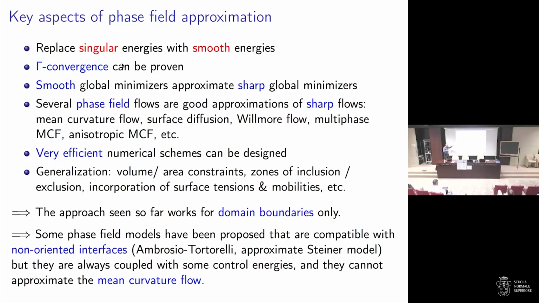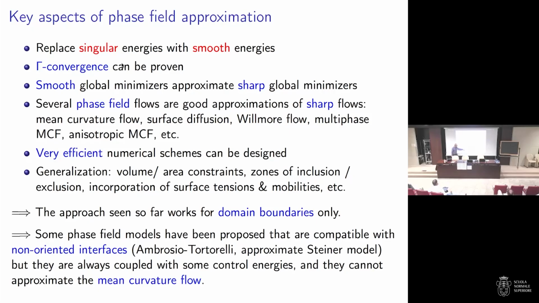But so far, what I presented is valid only for domain boundaries. I liked very much yesterday the epiphania word that was used, going back to Euclid. So it's really this idea that you're considering the boundaries of domains. So this is what we've done so far. There are some phase field models which are compatible with what I call non-oriented interfaces, well, let's say more general interfaces that are not necessarily domain boundaries.